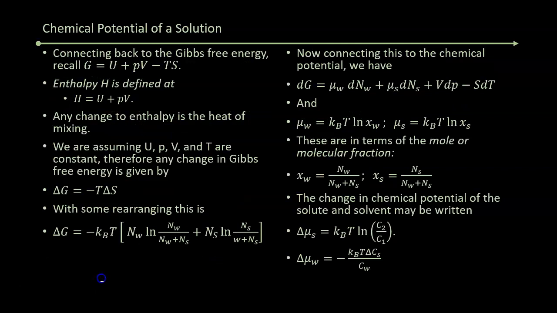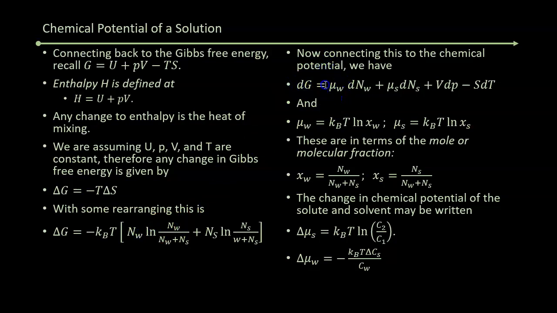Finally, and this is it, I promise. Finally, when we connect back to Gibbs free energy, the enthalpy, we're going to call this term right here U plus PV. Enthalpy is the heat of mixing. If we're assuming U, PV, and T are constant, therefore any change in Gibbs free energy is given by delta G is minus T delta S, and we rearrange all of this delta G in terms of the number of particles we have in solute and solvent, and we connect this to the chemical potential.